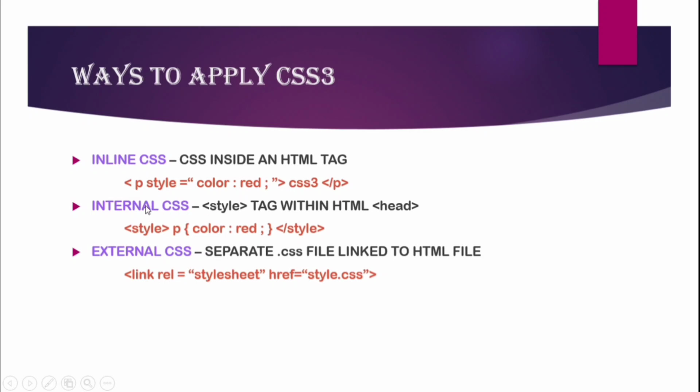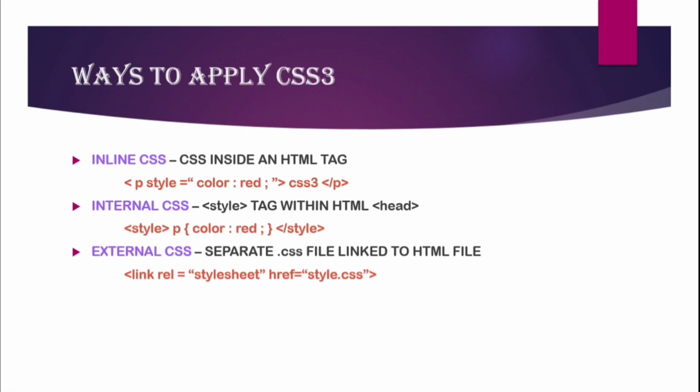Internal CSS is where we use the style tag within HTML. We add this style tag inside our head section in the HTML. Then in that style tag we add the colors by taking a selector. Like here I'm using the p tag, paragraph tag, and I'm adding color equal to red. So this is done. This is the internal CSS. We are adding the style tag in our head section, and we are applying the style to the particular HTML element.